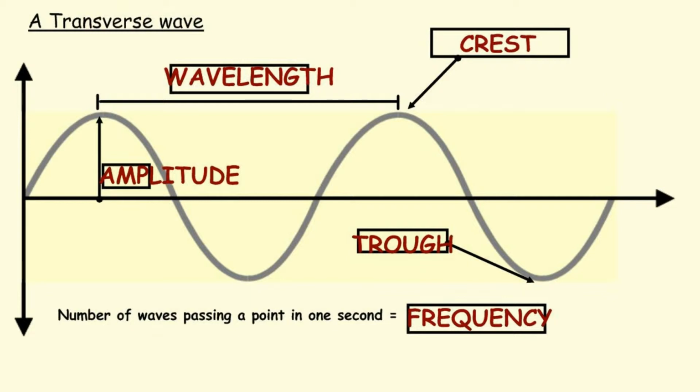The distance between any two equivalent points, for example, the point of a crest and the next crest, is what we call the wavelength. If the wavelength is smaller, there will be more cycles per second, therefore the frequency will increase.